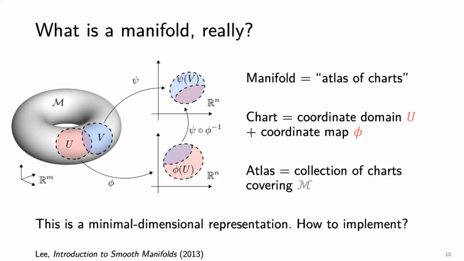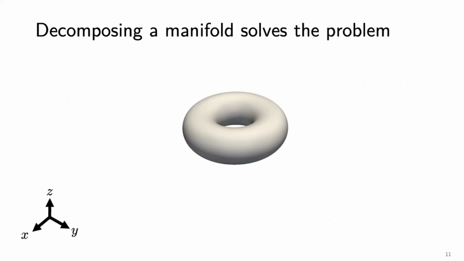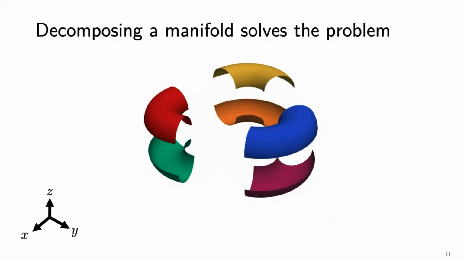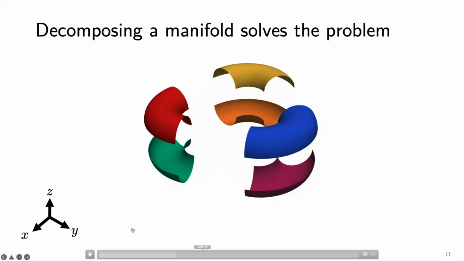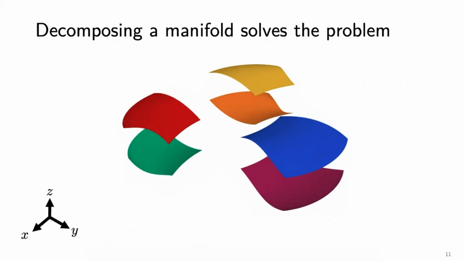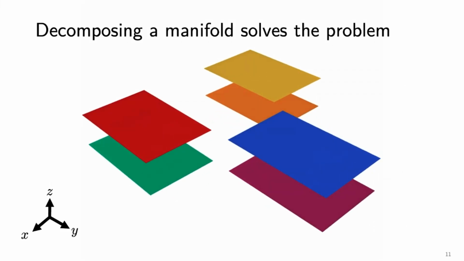And this idea of breaking things up into patches will solve the problem that we saw on the last slide. If we go back to our torus, decomposing the manifold into pieces solves the problem. Instead of working with a whole torus at once, we first break it up into a few pieces, in this case 6 pieces. Then each of these pieces can be separately flattened, and we can also go back from these flattened pieces to our manifold.